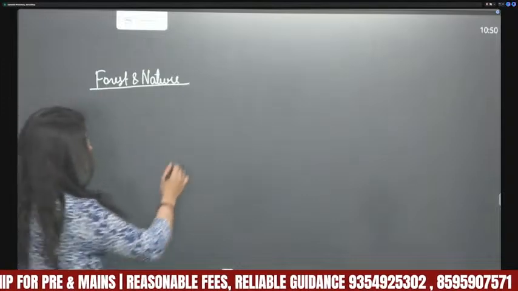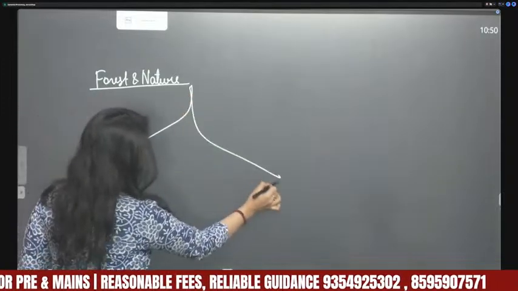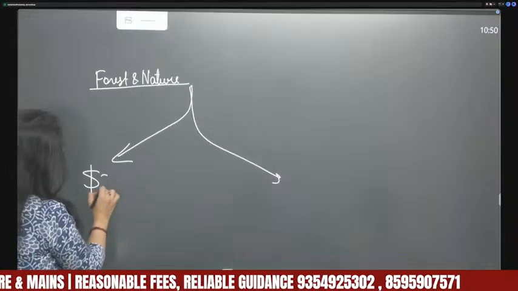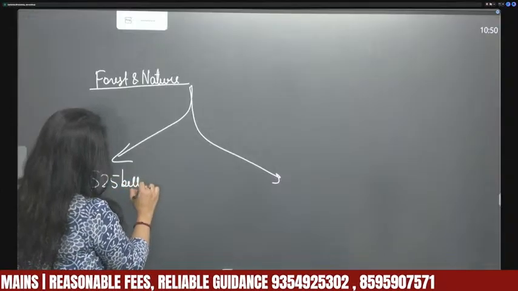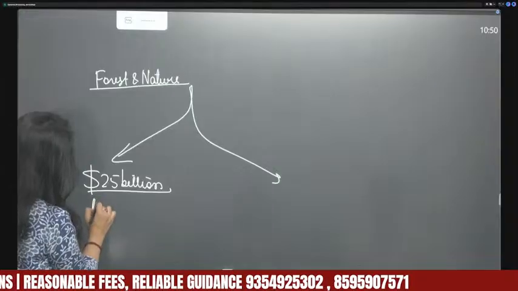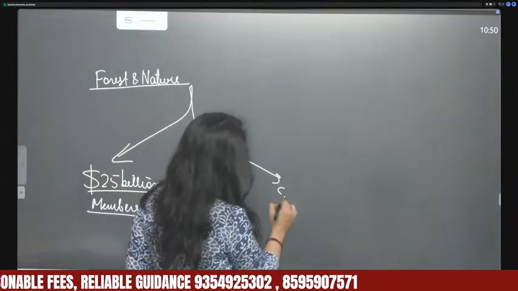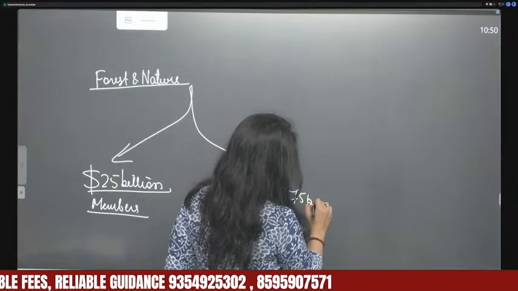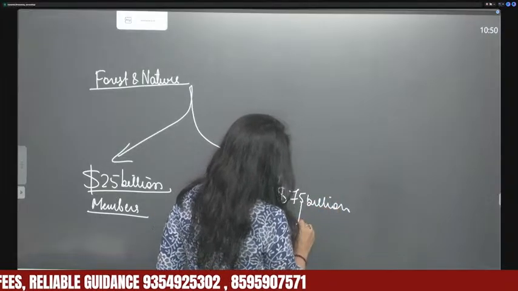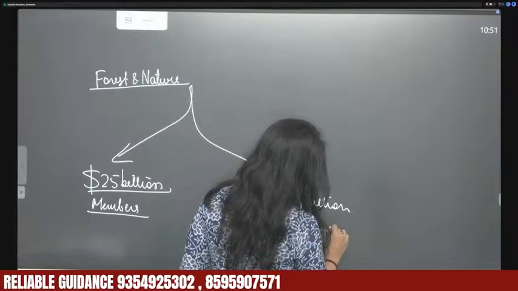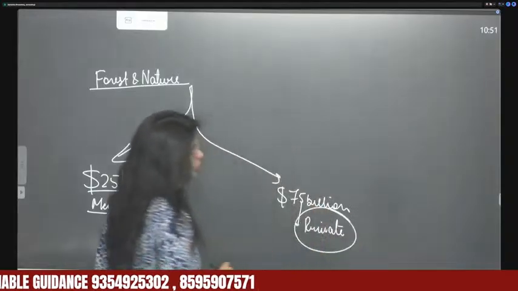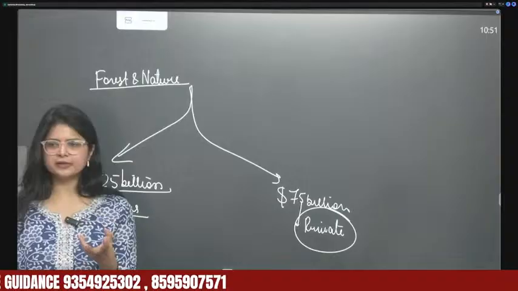So they have divided this. They already know the number. This is too big a number, right? So they are saying 25 billion will be given by the countries who are the members of this, and the remaining amount, 75 billion, they will fetch from the private investors. So that's how they will make around $100 billion. $100 billion funds will be created for them.